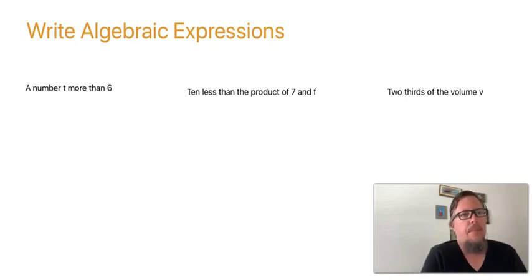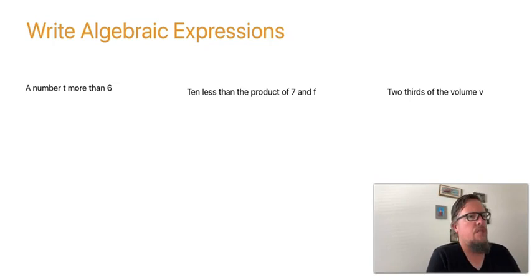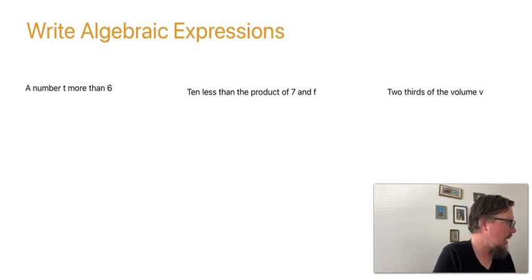Now we're going to take an algebraic expression and create it from the sentence. In the previous video, we were given the expression and turned it into a sentence. Now we're going to do the opposite. So let's start off with this first one. A number t more than 6.